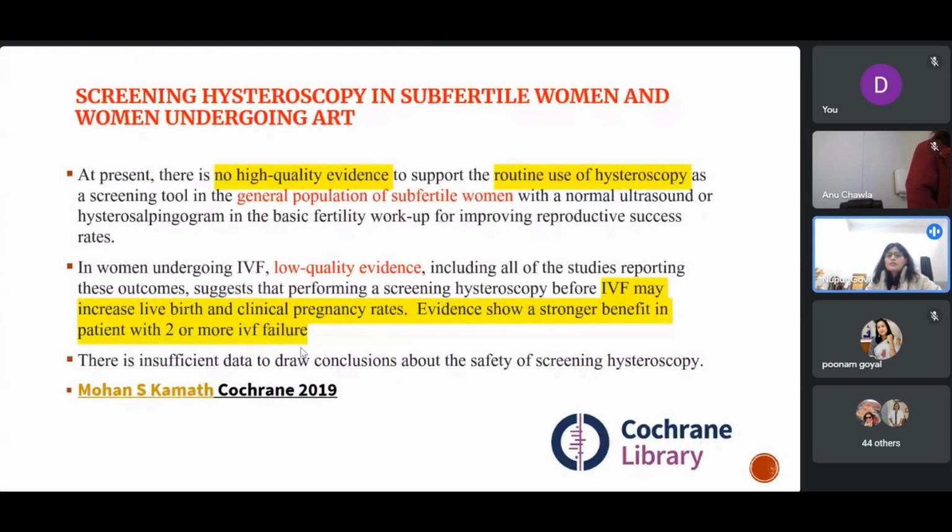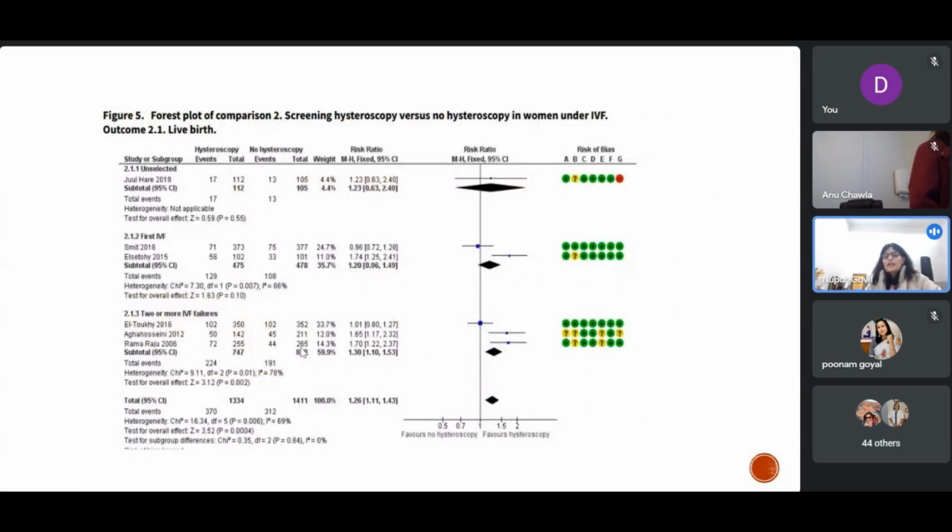So this was a Cochrane review in 2019, and they said that for the general population of subfertile women, it is not recommended to use hysteroscopy routinely, but there was low quality evidence that in patients who are undergoing IVF, preferably those who have already had 2 or more IVF failures, it definitely has a benefit, but the quality of evidence was low. So if we see this forest plot, the strength of evidence is lower for patients with first IVF, but yes, for 2 or more IVF failures, it definitely favors hysteroscopy.